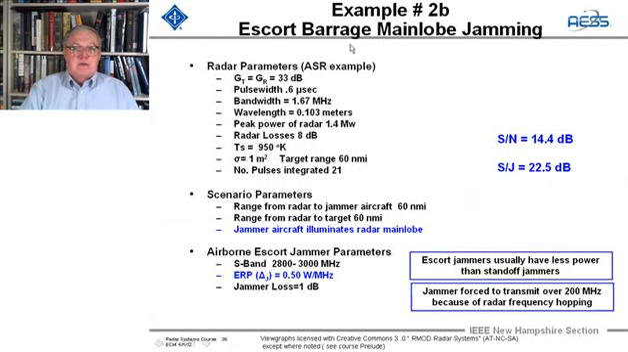And escort barrage jamming in the main lobe. Again, if we force them to go with barrage jamming, the ERP drops way down, and the escort jammers usually, as I said before, have less power, and it allows us to see the targets because the radar forced the jammer to put his energy over 200 megahertz instead of just a very narrow few megahertz, which is the bandwidth of the radar, 1.67.